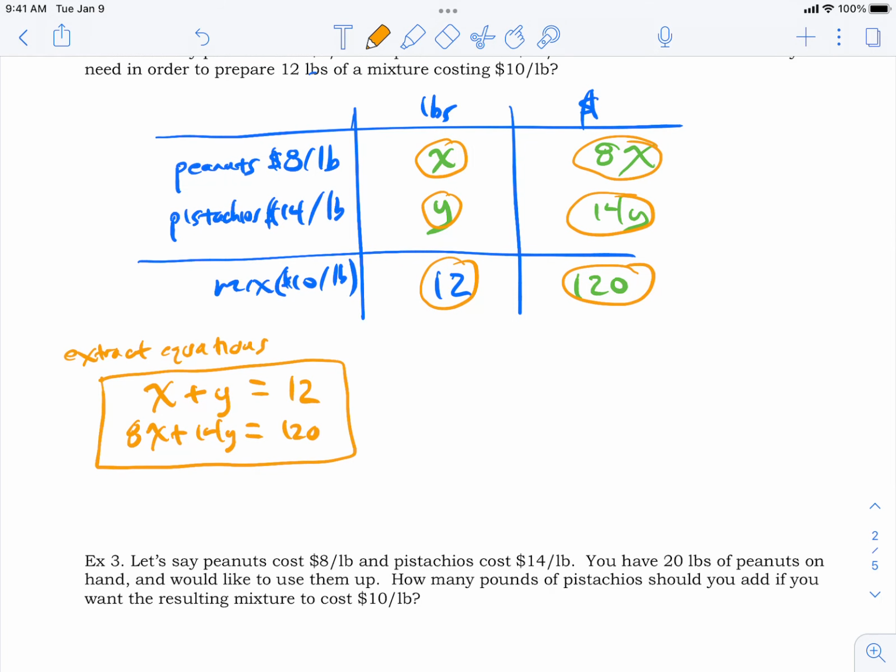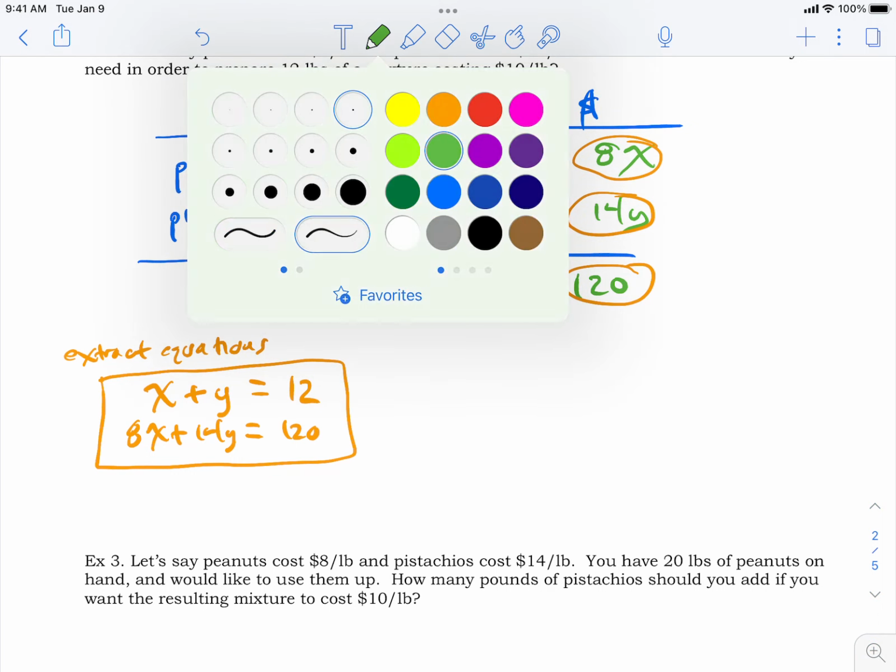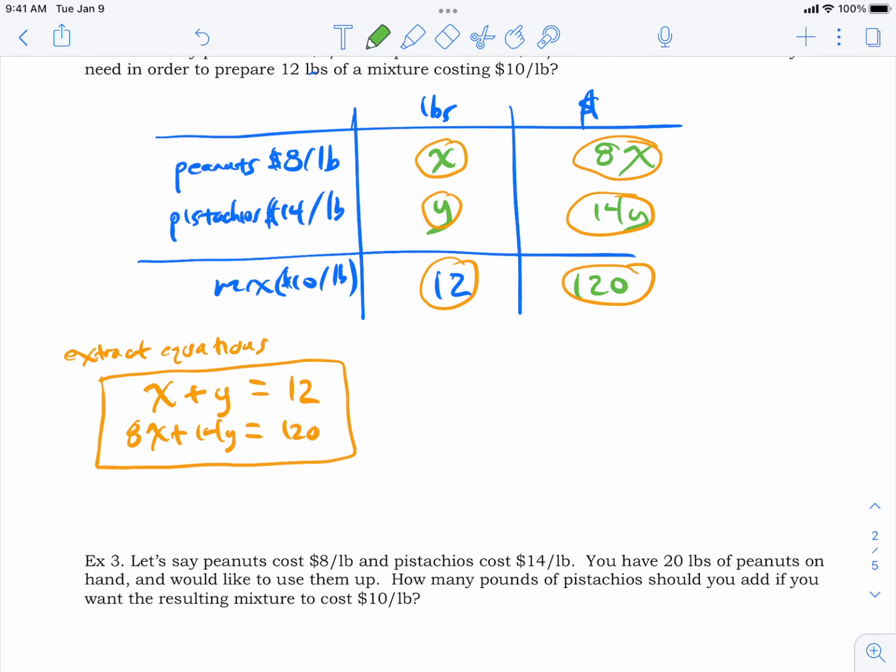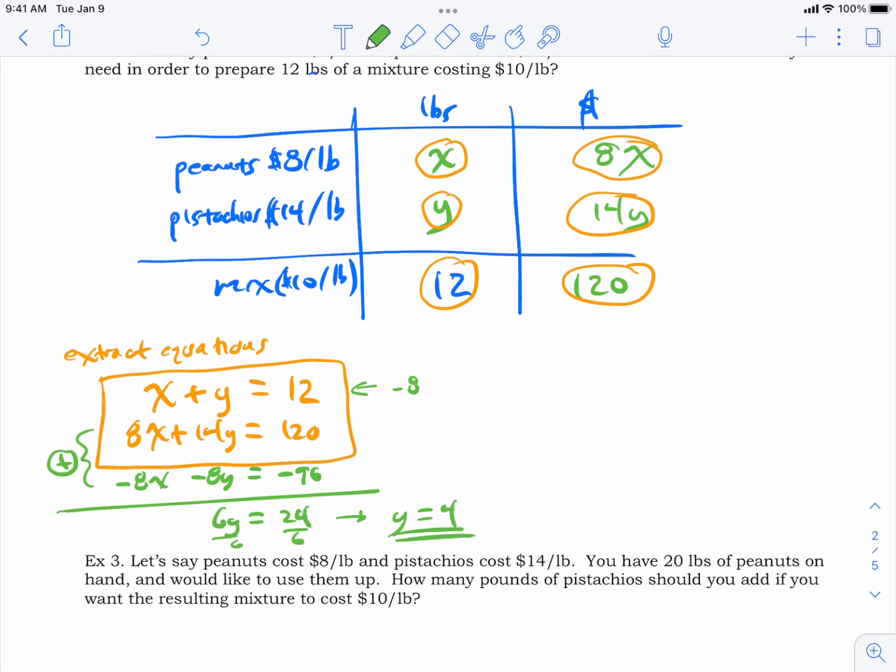Substitution doesn't look like a bad method, but maybe I'll do the addition method just to be different. So I'm going to multiply this equation by -8. Tuck it under here. -8x minus 8y equals -96. Because then I can add these two equations together and the x's will go away. So 14y minus 8y, that's a 6y. 120 minus 96 is 24, right? And so if I divide both sides by 6, that's telling me y must be exactly 4.